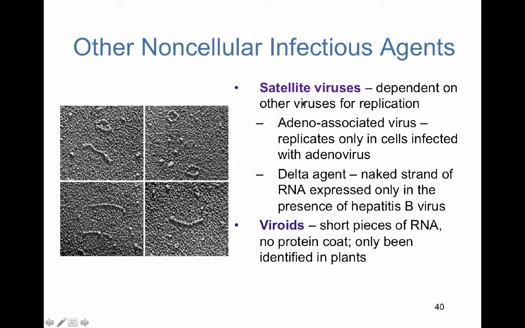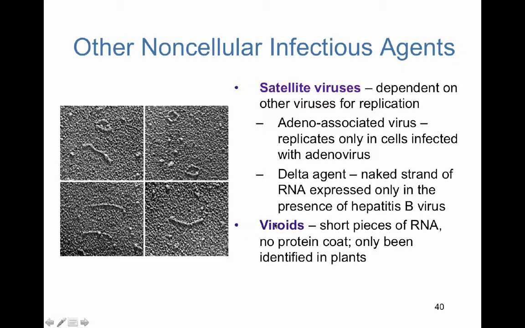Additionally, just to mention here, satellite viruses and viroids. Satellite viruses are very interesting. They actually depend on other viruses in order to replicate. So there's an adeno-associated virus. It only replicates in cells that are also infected with adenovirus, or the delta agent is another example of this.